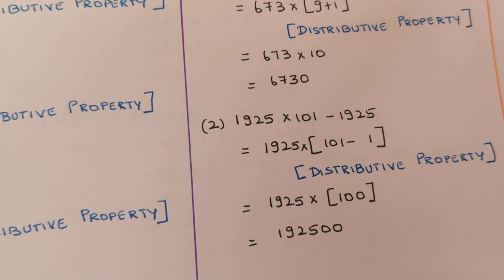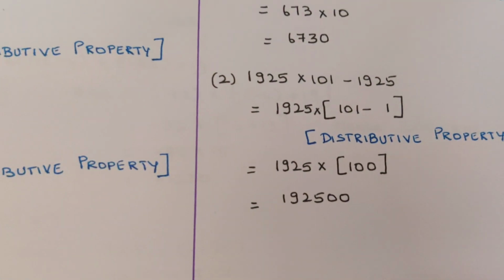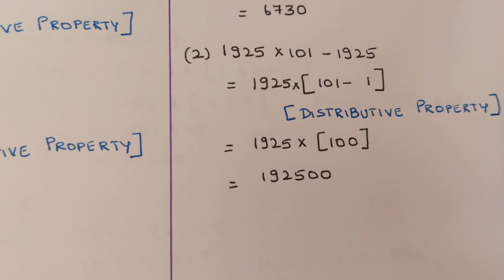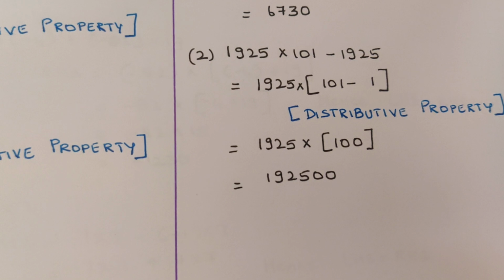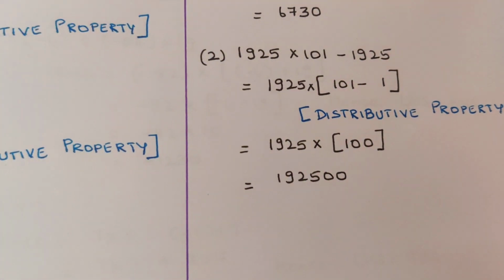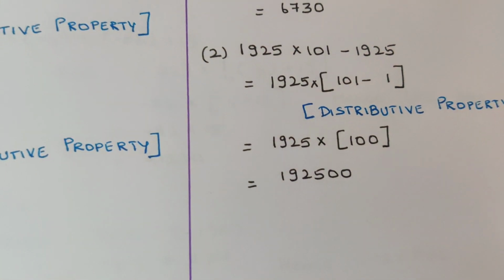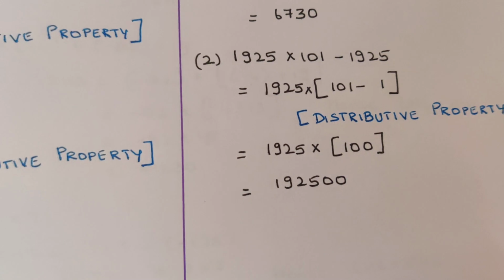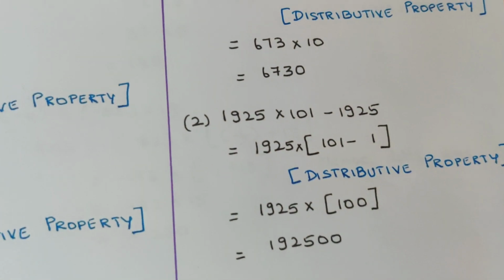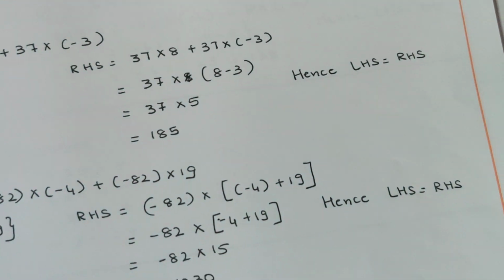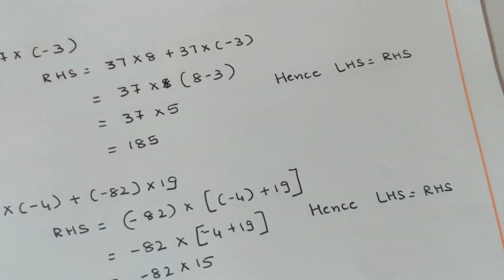We follow the same principle for the next sum, the same concepts of distributive property and multiplying the number by 1. So it goes as 1925 into 101 minus 1. So that is equal to 1925 into 100 and the answer becomes 192500. So hope you guys have understood the question 1 and 2 clearly, which follows the distributive property.